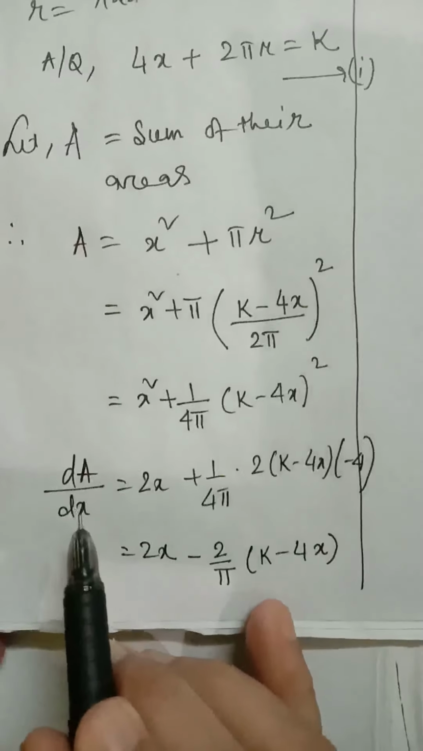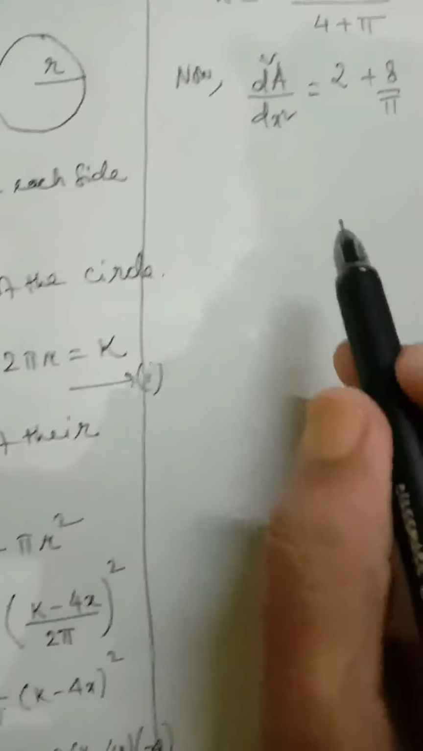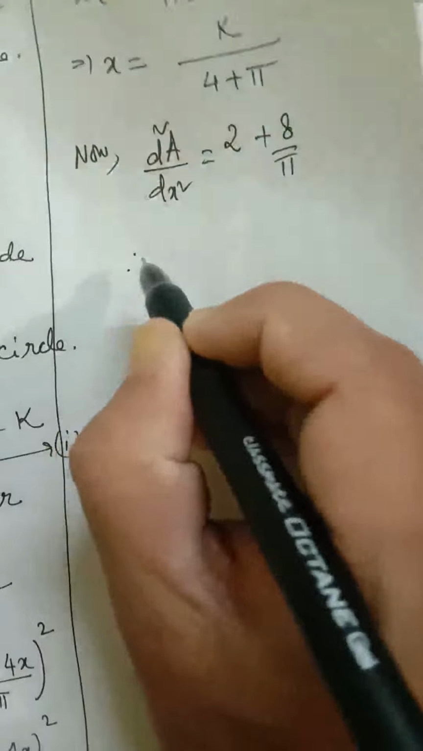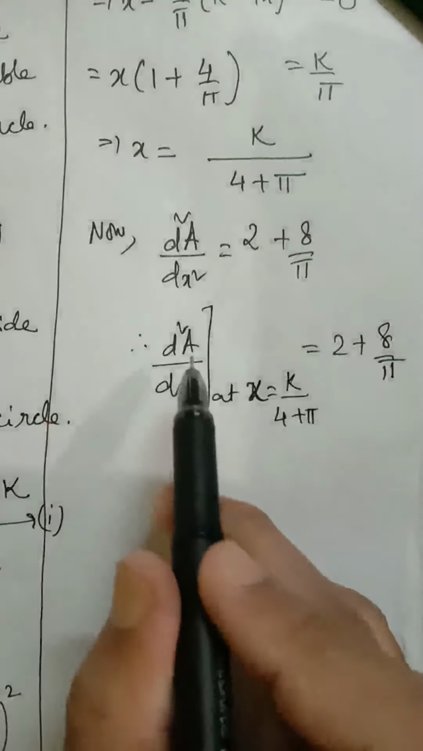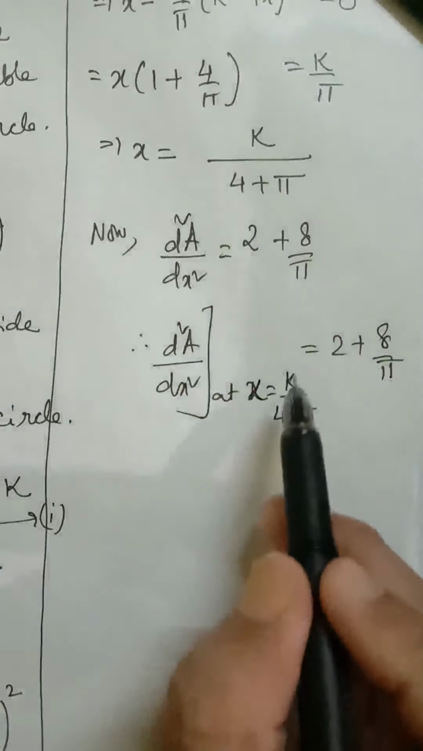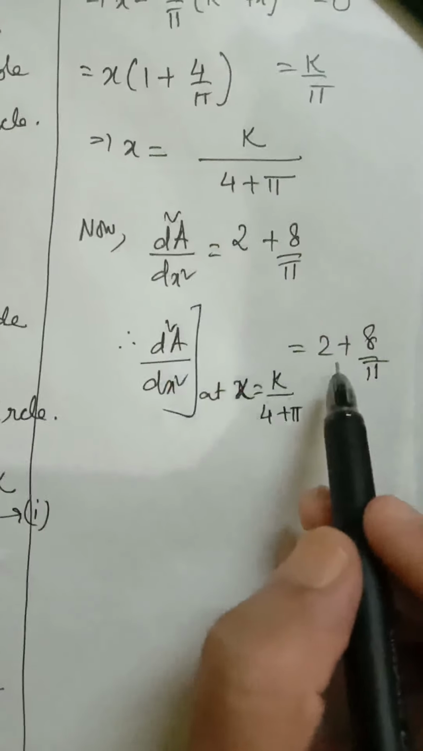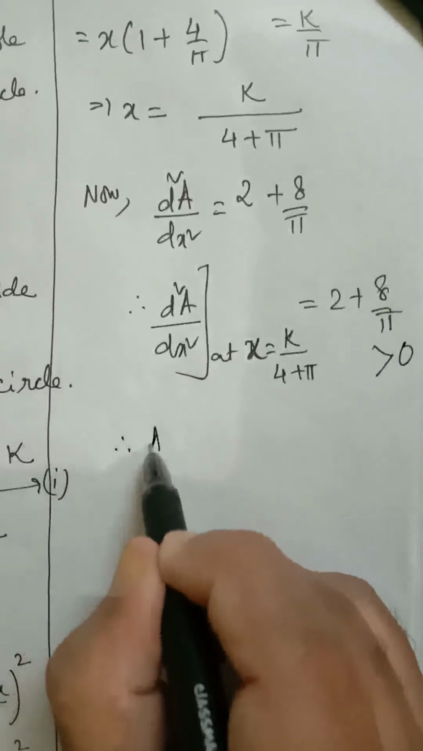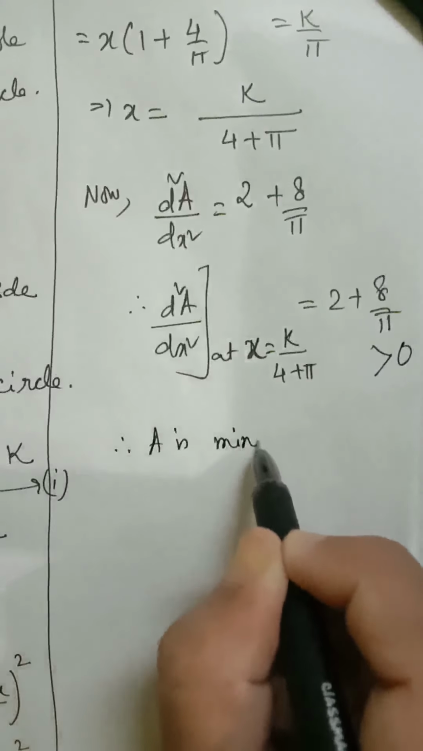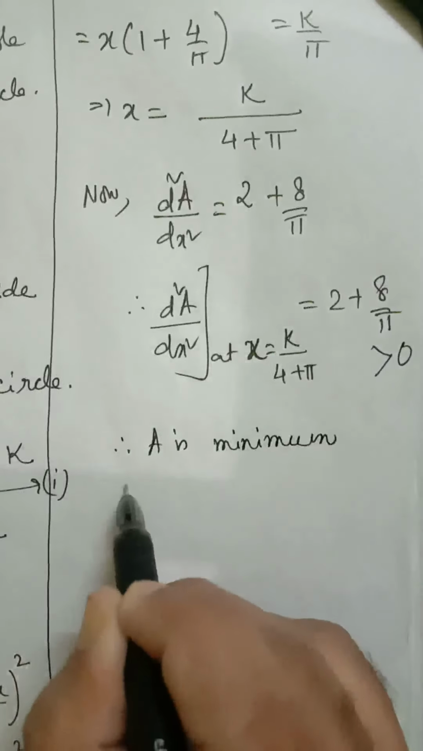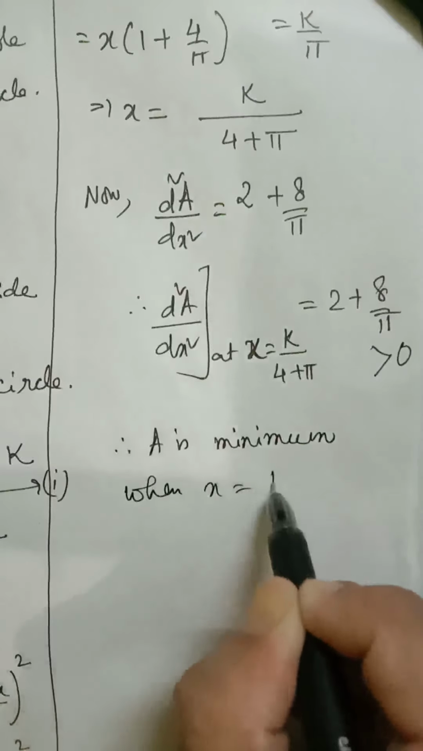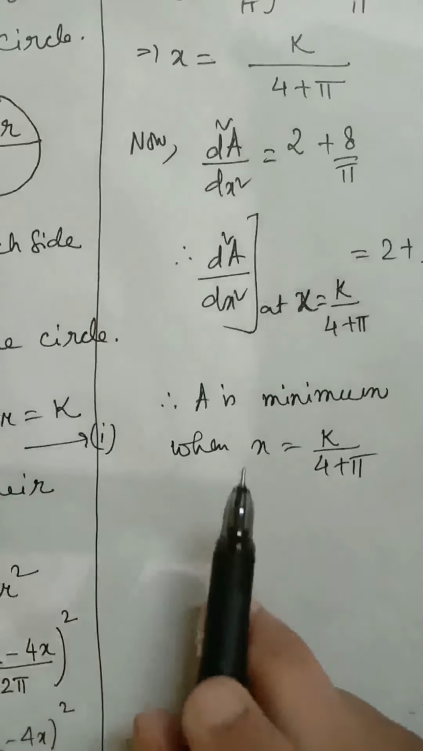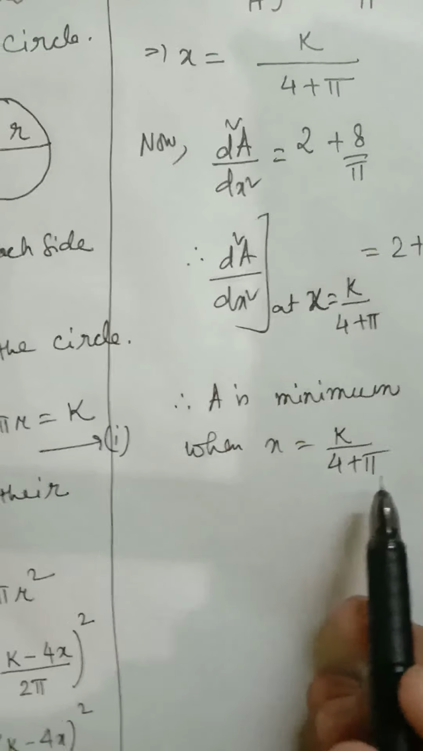Now differentiating dA/dx, we get d2A/dx square equal to 2 plus 8 by pi, and therefore d2A/dx square at the stationary point x equal to k by (4 plus pi) equal to this, which is clearly positive, and so A is minimum when x equal to k by (4 plus pi). Now A is minimum when x equal to k by (4 plus pi).